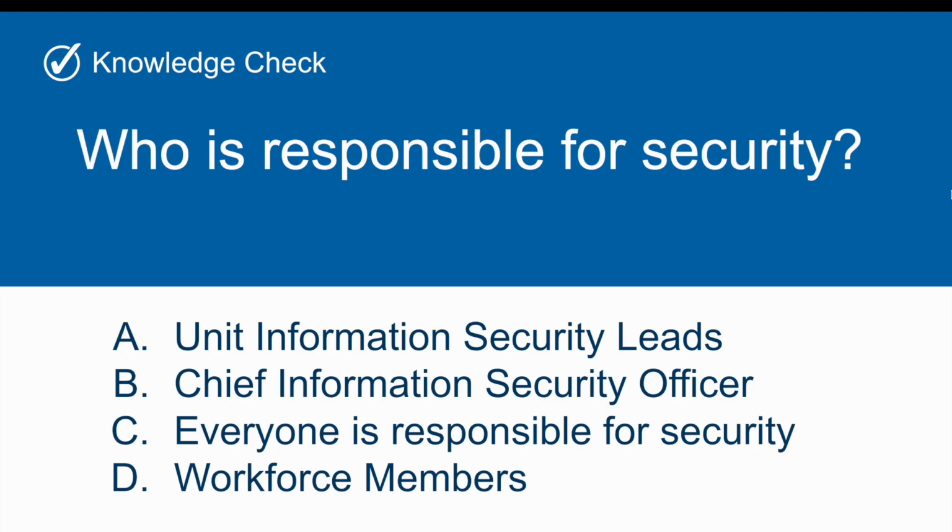Now that we've reviewed the roles and responsibilities outlined in IS-3, let's check your knowledge. Please feel free to pause the video should you need more time to answer the questions. Our first question is, who is responsible for security? Is it A, Unit Information Security Leads, B, the Chief Information Security Officer, C, everyone is responsible for security, or D, workforce members.